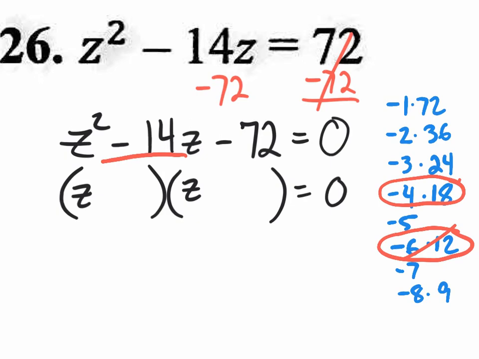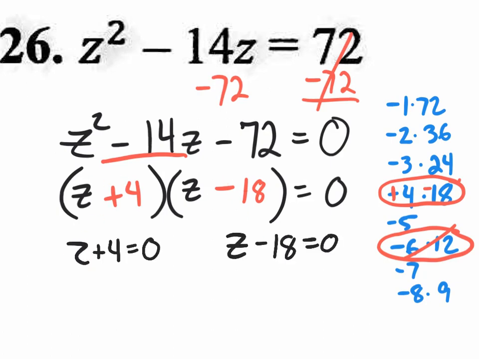So I'm going to change the negative 4 to a positive 4. I'm going to change that 18 to a negative 18. So when I plug it into my factored format, it's going to be z plus 4 and z minus 18. And now that it's in factored form and equal to 0, I could apply the zero product property. Something times something equals 0. You could take this something, set it equal to 0, take this something, set it equal to 0. So we factored, we're going to split it, and then we're going to solve them, right?